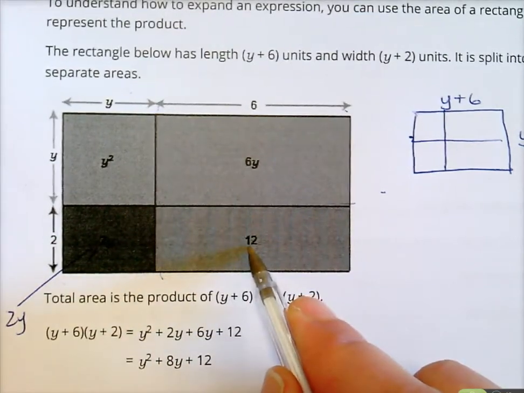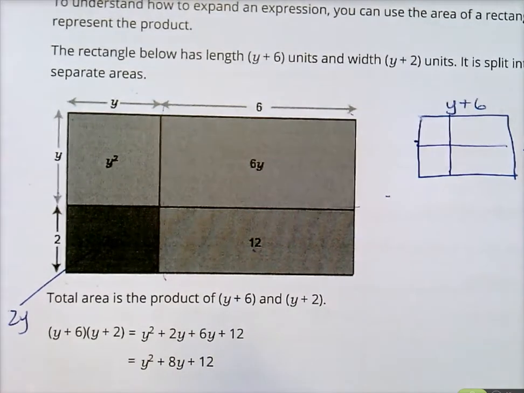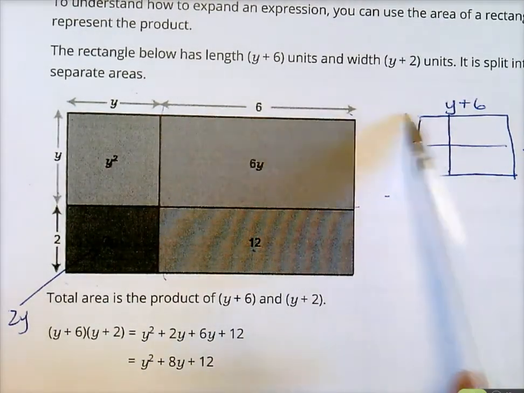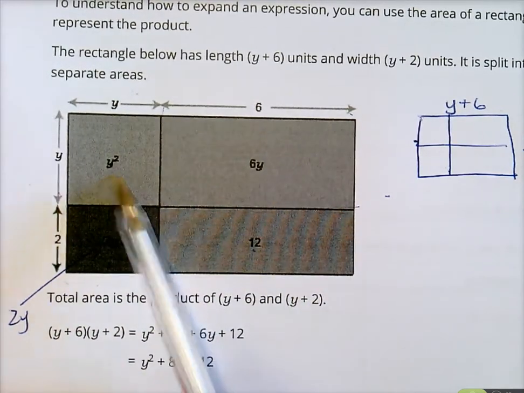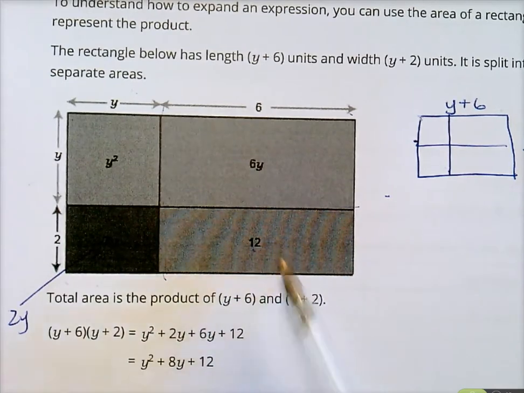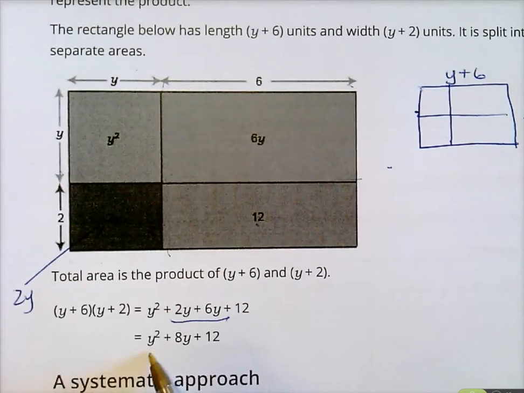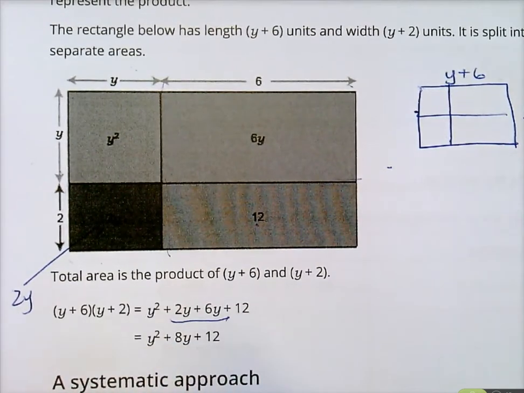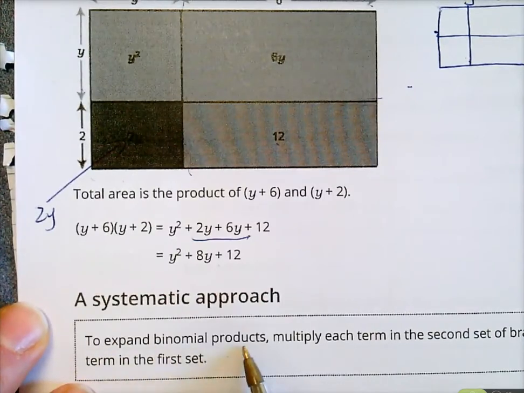Can you see that? Now, of course, we're not going to do it like that. We do it a much easier way. So therefore, y plus 6 times y plus 2 would be the addition of all these areas. Y squared plus 6y plus 2y plus 12. Now, collecting like terms here, which are the y's, that would be y squared plus 8y plus 12. So you can do it with rectangles, but we're not going to do it with rectangles ever again. The way we're going to do it is to expand binomial products.